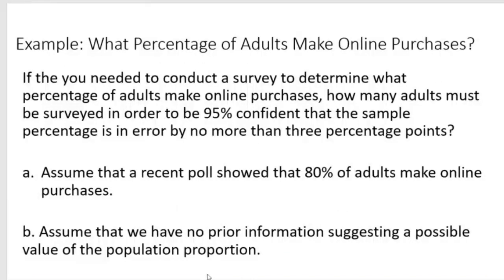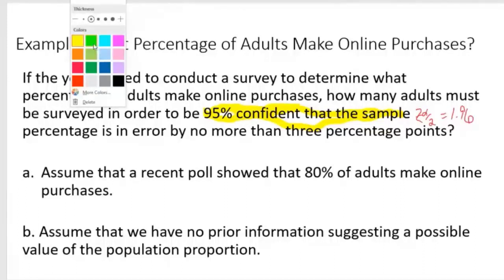So let's look at this. You need to conduct a survey to determine the percentage of adults that make online purchases. How many adults must be surveyed in order to be 95% confident? The moment we see this 95% confident, that's important, because what that tells me is my z sub alpha over 2. The z sub alpha over 2 that goes with 95% is 1.96.